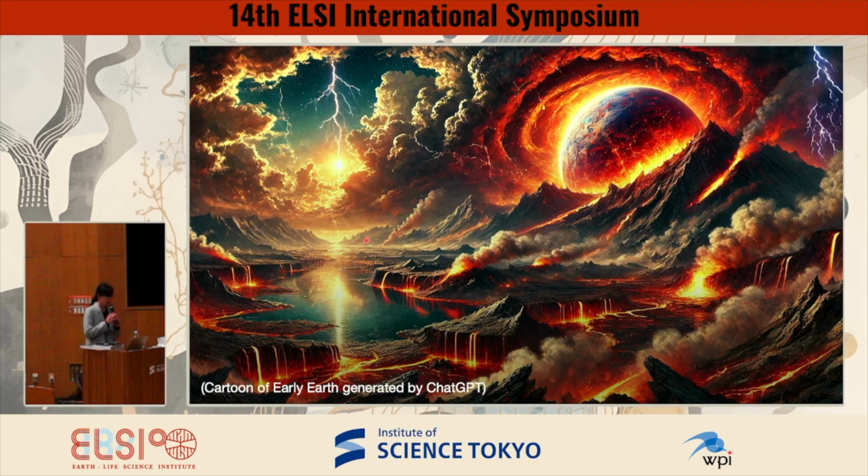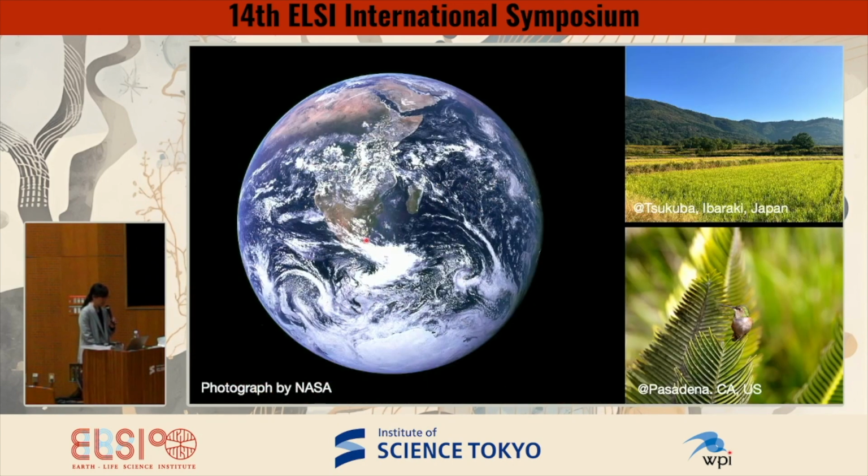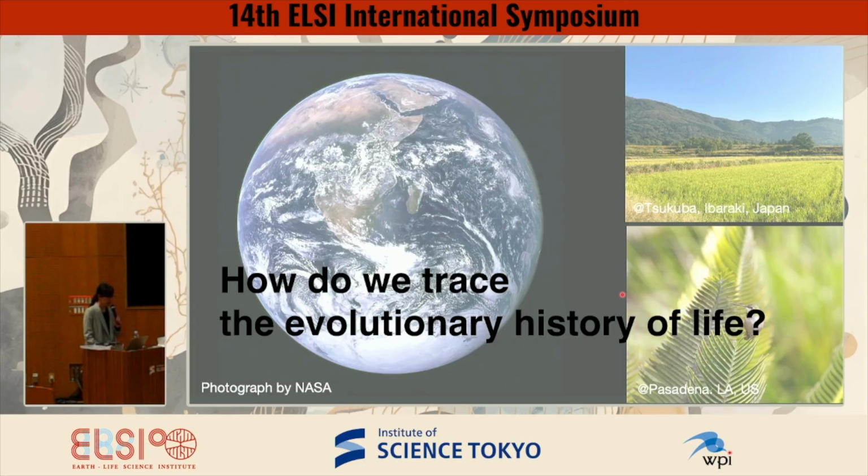So, firstly, I'd like to trace back the Earth's history. The Earth was formed approximately 4.6 billion years ago. At its birth, the planet was surrounded by hot and unstable environments, and it was far too harsh for life to exist. However, now Earth has diverse ecosystems with diverse organisms, including plants and animals. The question is, how do we trace the evolutionary history of life?